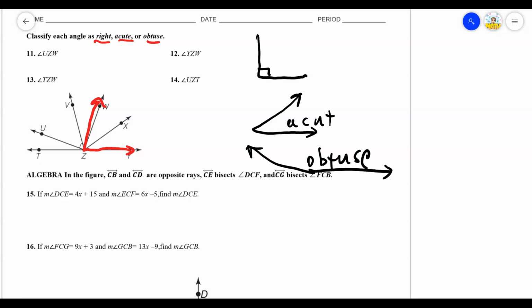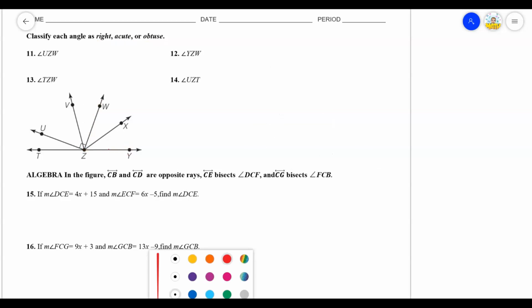So hopefully we can see that if we went straight up here, this would be a right angle, so clearly this has to be acute. It's a little bit less than 90. Okay, now we're looking at angle TZW, so I'm going to go from T to Z to W. What do we think about that? Is it right, acute, or obtuse?